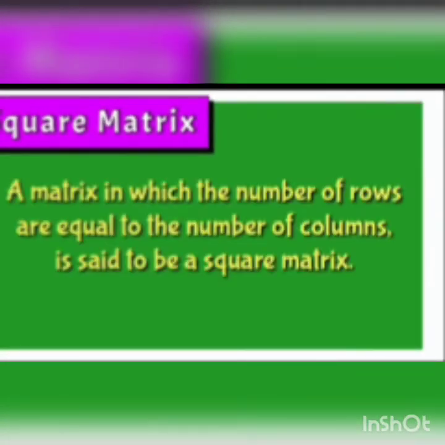The next is square matrix. A matrix is said to be a square matrix if the number of rows is equal to the number of columns. A matrix in which the number of rows is equal to the number of columns is said to be a square matrix. As its name itself suggests, the sides of a square are the same, so here the number of rows and columns will be the same. m is equal to n.